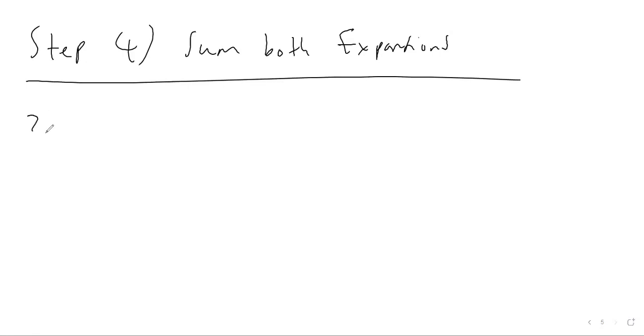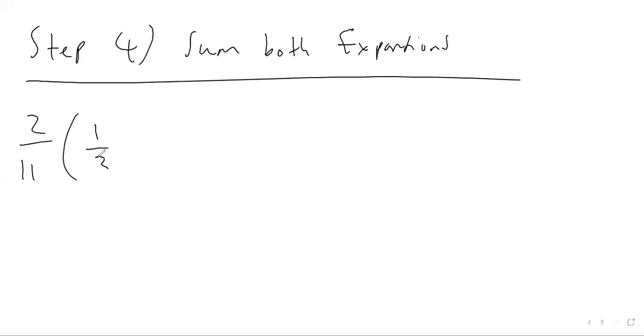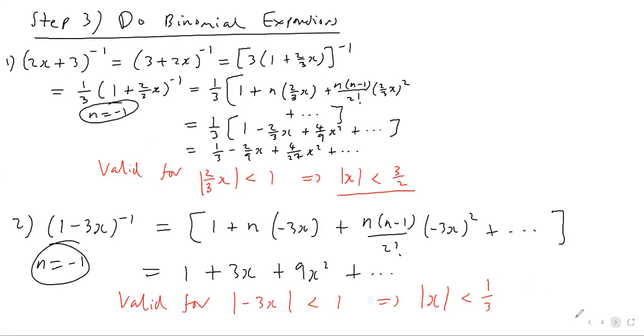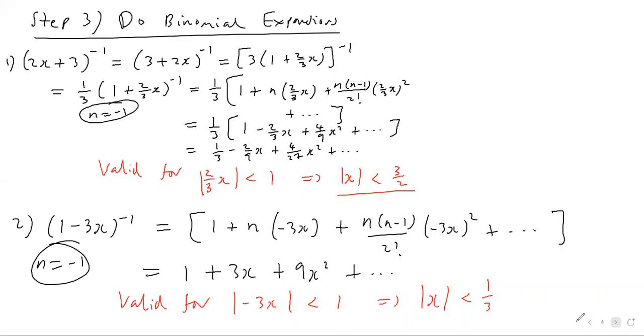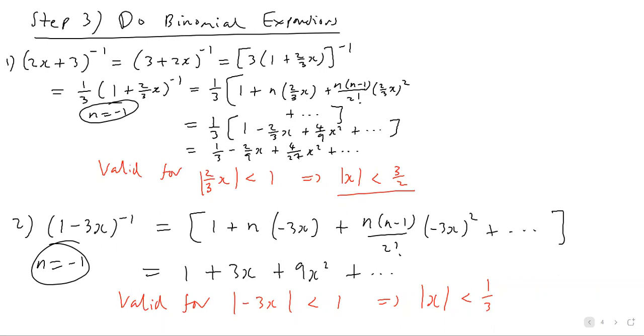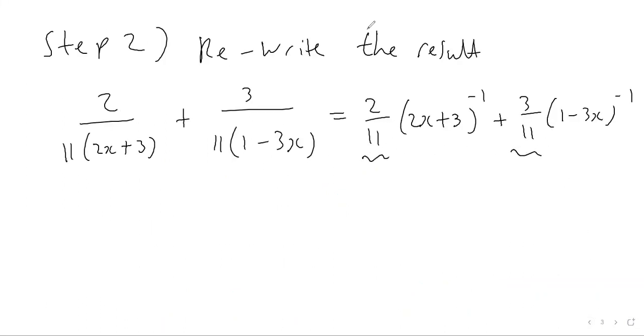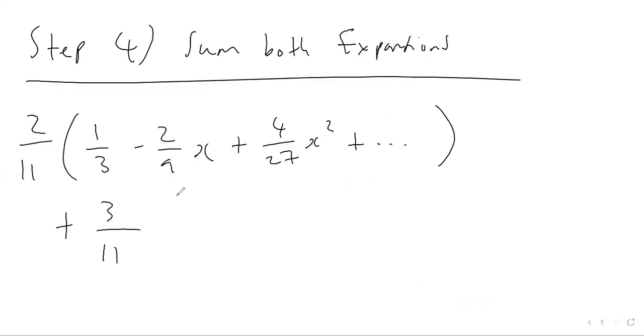So we've got 2 over 11 times our first one, which is 1/3 minus 2 over 9x, and then plus 4 over 27x squared, plus dot, dot, dot. And then we want to add 3 over 11, because you obviously got 3 over 11 there, 2 over 11 there. So 3 over 11 times this expansion down here: 1 plus 3x plus 9x squared plus dot, dot, dot.